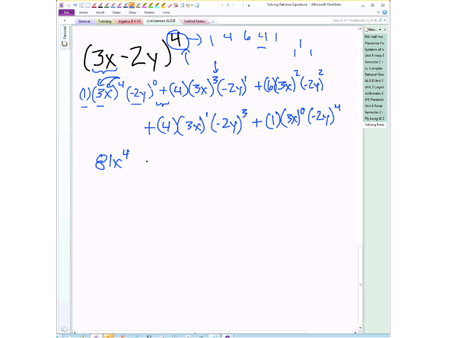Now this next term, I'm going to go ahead and just go left to right on these, especially these ones in the middle. I don't try to do too many steps at once. So 4 times 3x cubed.